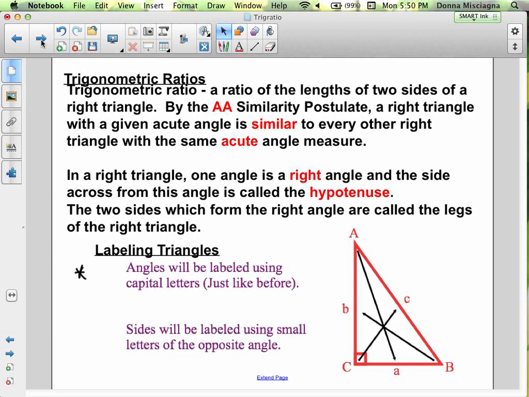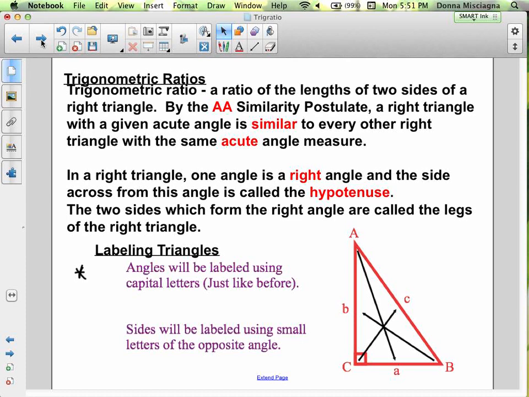In a right triangle, one angle is a right angle, and the side across from this angle is called the hypotenuse. The two sides which form the right angle are called the legs of the right triangle, right? We had a short leg and a long leg. And we're going to be labeling sides of triangles and angles of triangles a certain way.